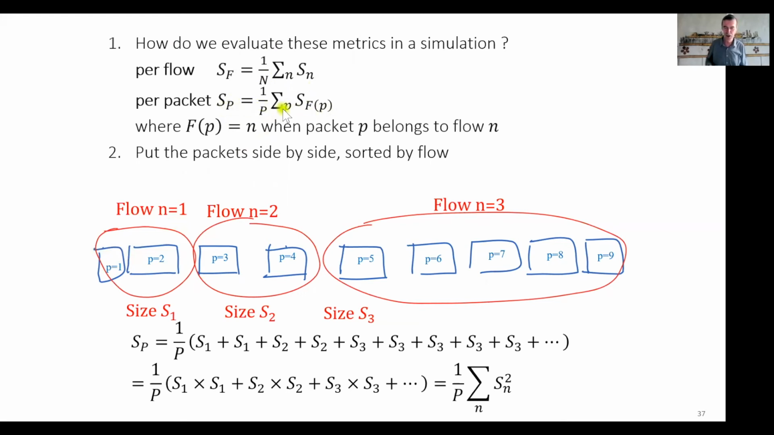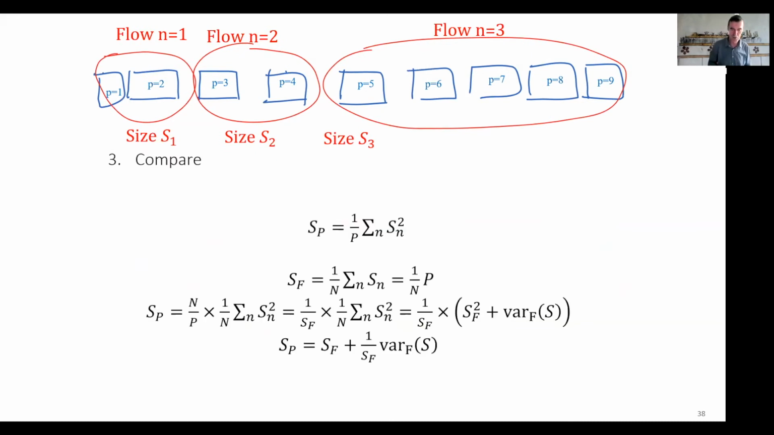S_P is the sum of the answers that all the packets give me. For flow 1, I will have the answer S1 that comes twice. For flow 2, I have the answer S2 that comes twice, because there are 2 packets in flow 2. And for flow 3, I will have the answer S3 that will come 5 times, etc. In general, the answer S1 comes S1 times, the answer S2, S2 times, etc. So the answer that I have, S_P, is 1 over the total number of packets, times the sum of the squares of the flow sizes. Now I compare the two.